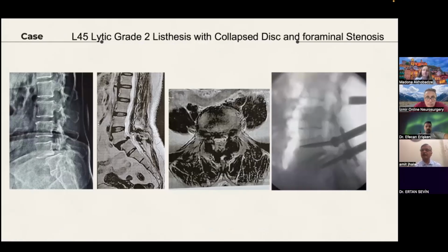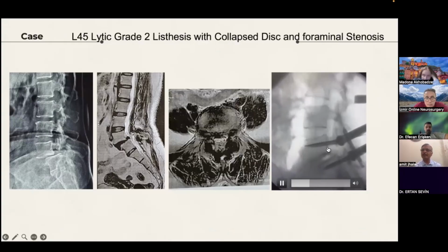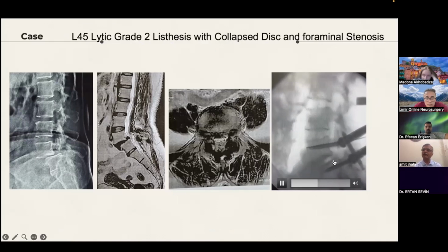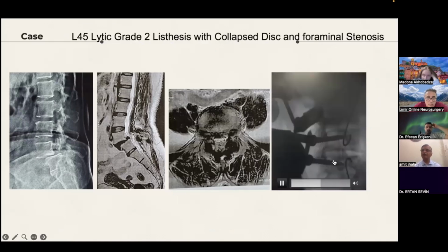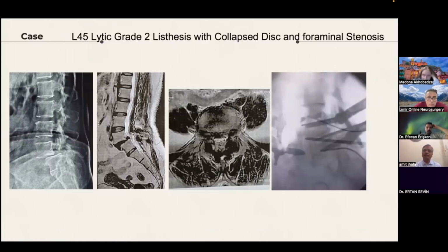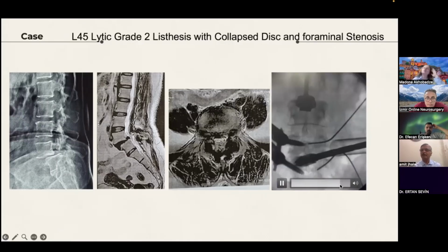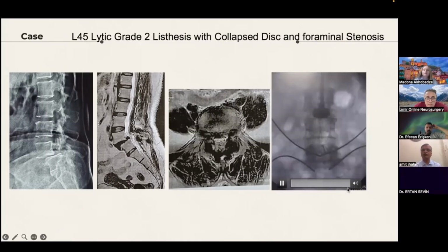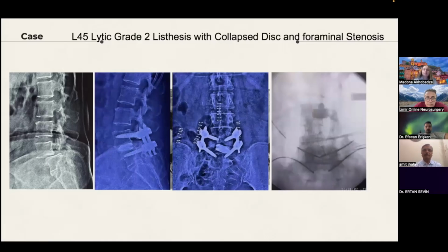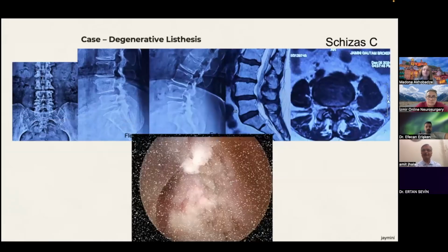So this is another case, grade 1 to 2 listhesis, and you can see a good amount of reduction. Once you get a good reduction, you can jack up the disc height. Once you get the disc height, you have opened up the foramen, and then you can put in a percutaneous cage. This is a percutaneous cage which goes inside. So you can do it in all these cases.